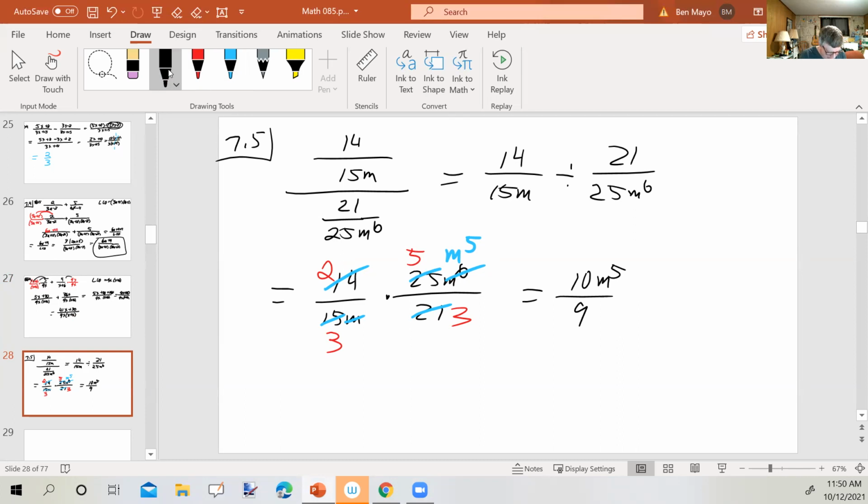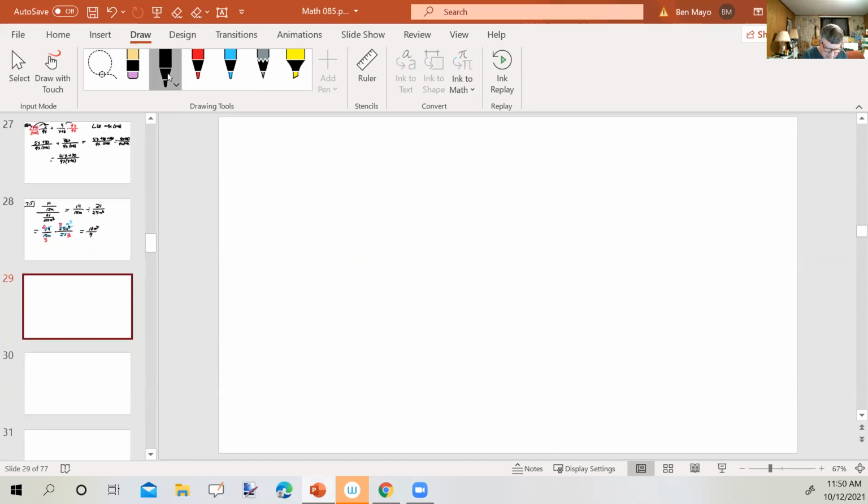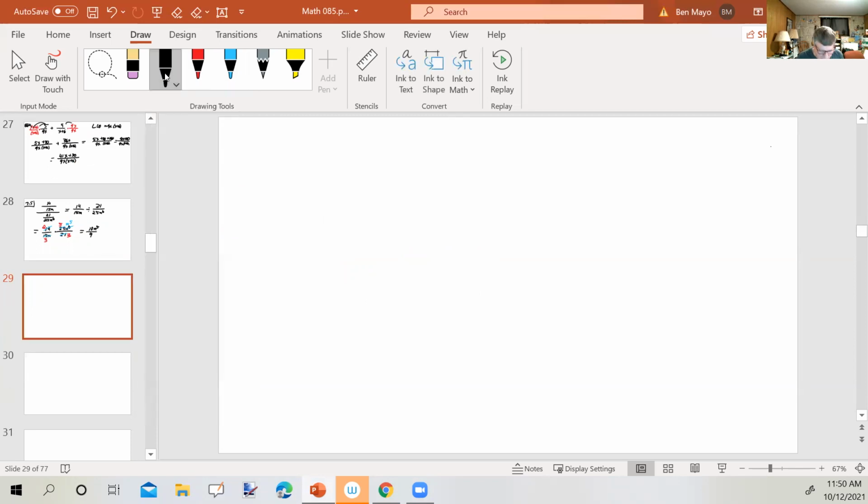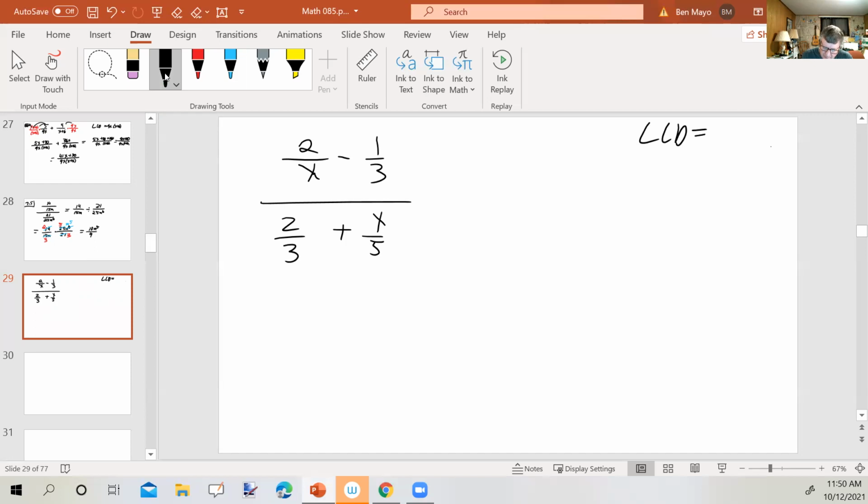Okay, but let's say you have a complex fraction where it's more than just a single fraction in the numerator or in the denominator. So you got something like this: 2 over x minus 1/3, all over 2/3 plus x over 5. Find the least common denominator of all the little denominators, which is going to be an x, a 3, and a 5. So 15x.